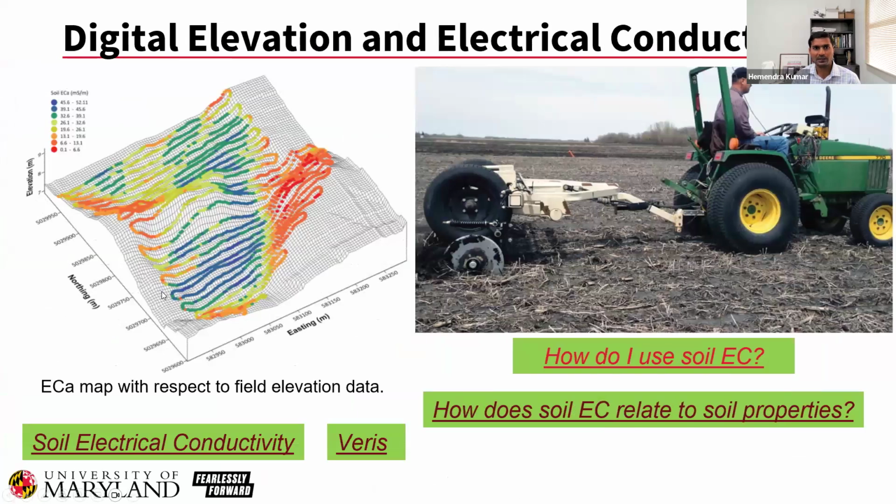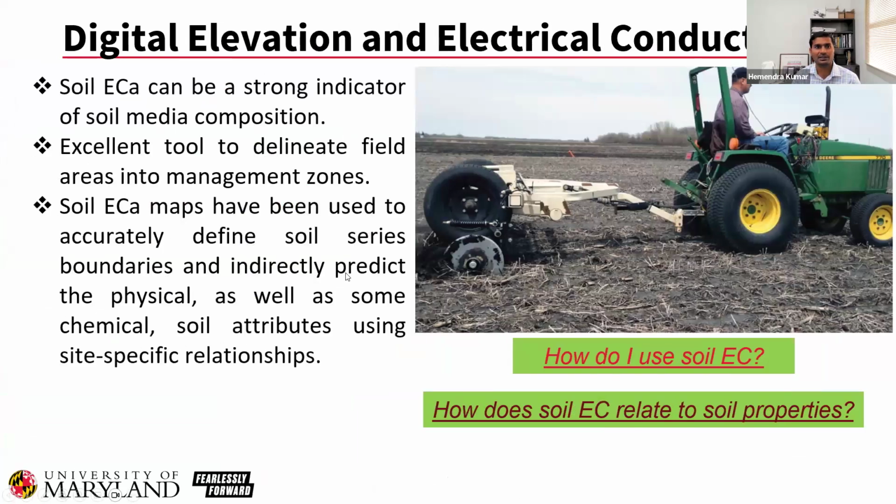Now, when it comes to digital elevation and electrical conductivity, right? So soil ECa, electrical conductivity, that's how we represent it. It's a strong indicator of the soil media composition. Very important for creating management zones, because high electrical conductivity relates very well with the soil physical and chemical properties. Higher ECa can indicate higher nutrient absorption and a higher capacity of the soil to retain water when you apply irrigation.